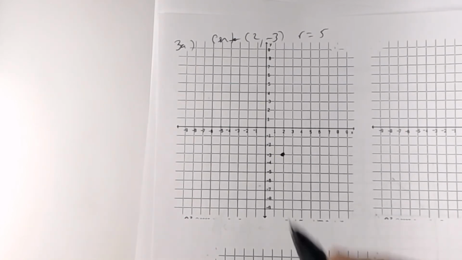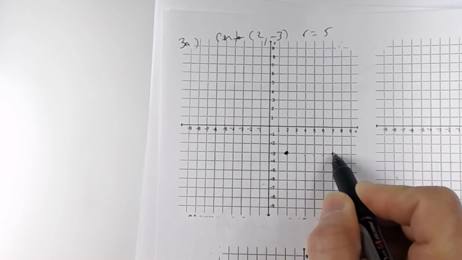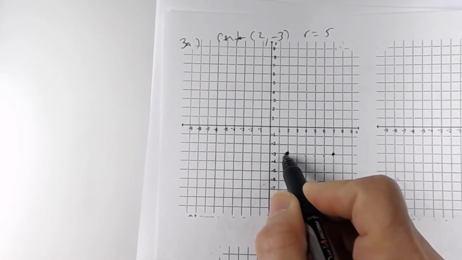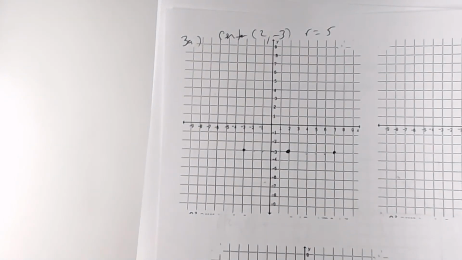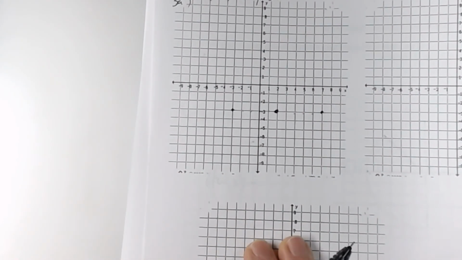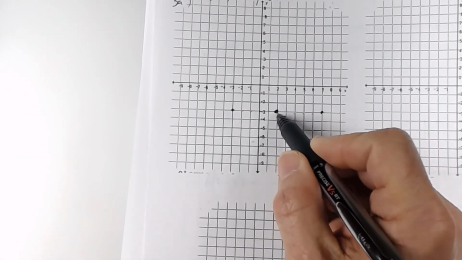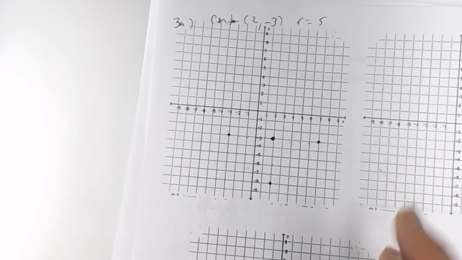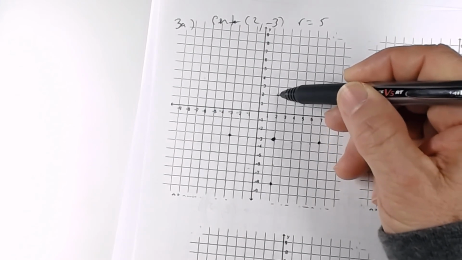So you just go 5 units to the right, because that's the length of the radius. 1, 2, 3, 4, 5. So there's one of my points on the circle. You go 5 units to the left. 1, 2, 3, 4, 5. So there's the other point. Because remember, the center is in the middle of the circle, right? And 5 is the length of the radius. So 5 units down. 1, 2, 3, 4, 5. And then 5 units up. 1, 2, 3, 4, 5.